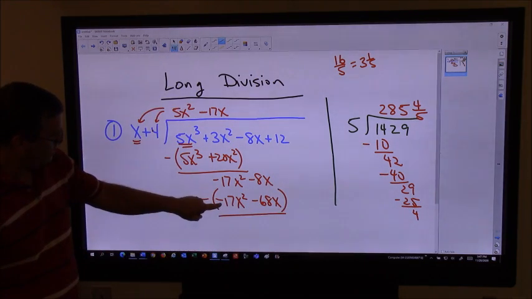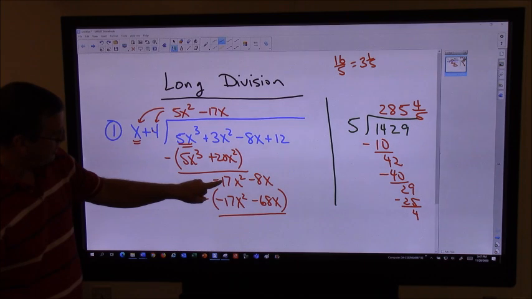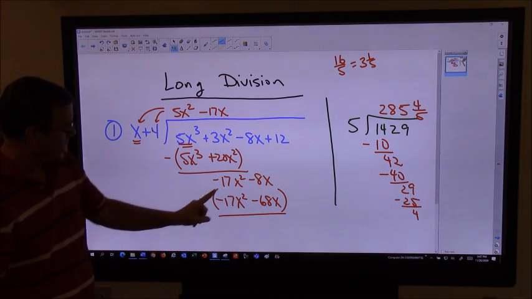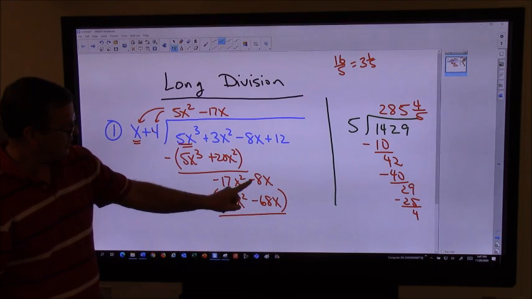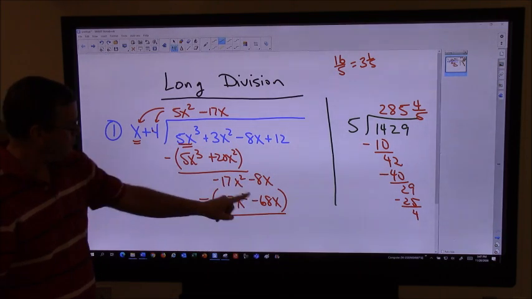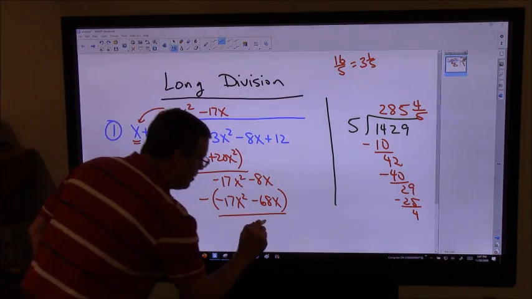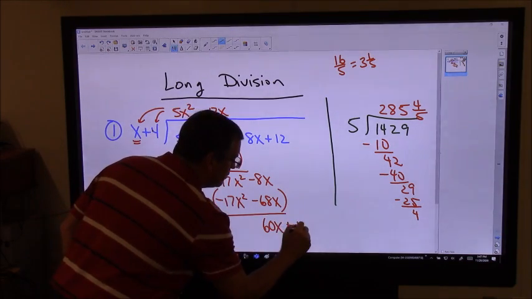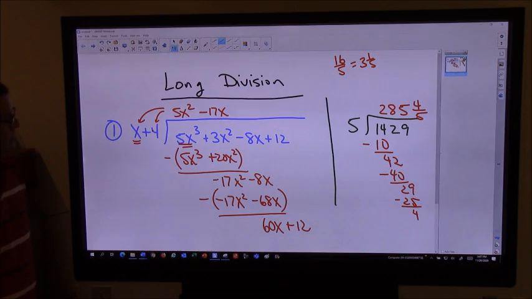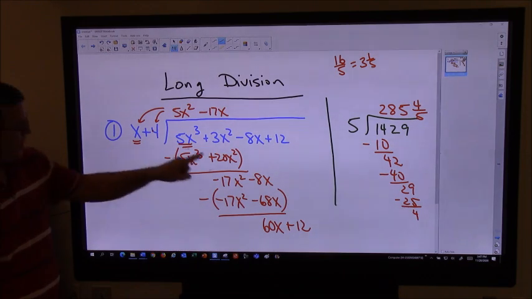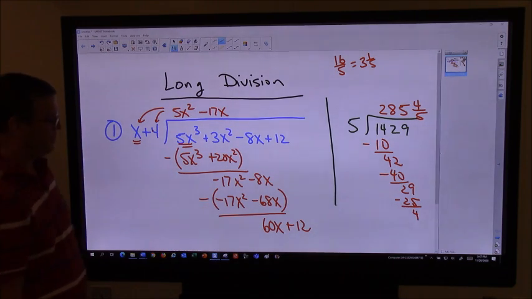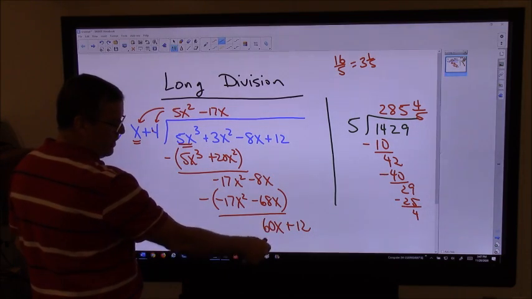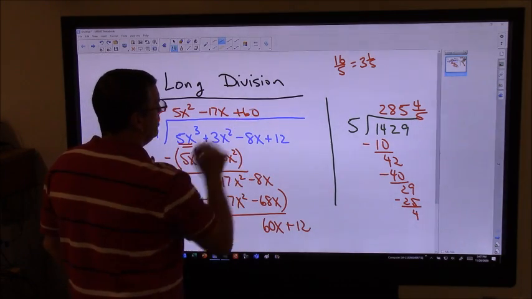So when you subtract a negative, you get negative 17x squared plus 17x squared, that's 0. I'm going to subtract a negative here, and so what I get is negative 8x plus 68x. That would be a positive 60x, and then I bring down the next term. All right, so how many times does x go into here? 60 times. Right? If I write 60x divided by x, the x's will cancel. So it goes in there 60 times.